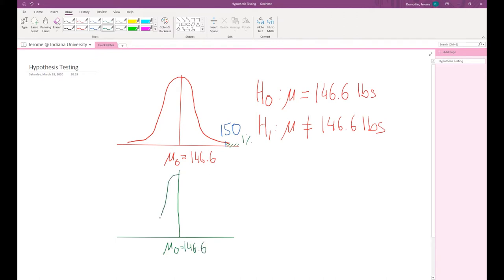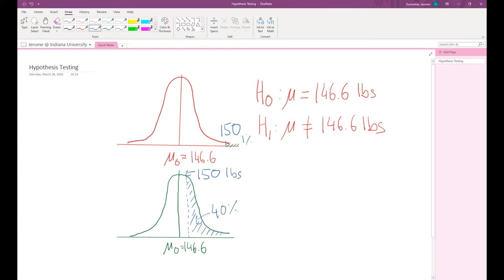We have our distribution. But suppose that the variance of this distribution, or of the sample we are getting, is such that the 150 pounds, our sample mean, is right here. Meaning that there's an extremely high chance, say all this area here, and suppose this area is 40%.